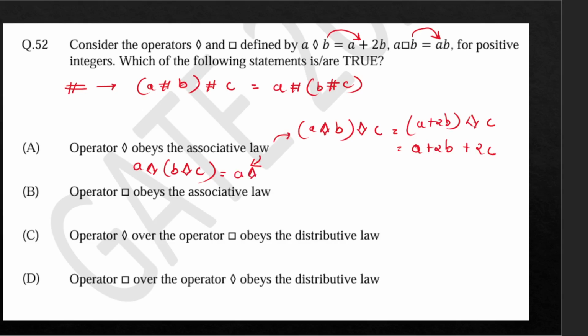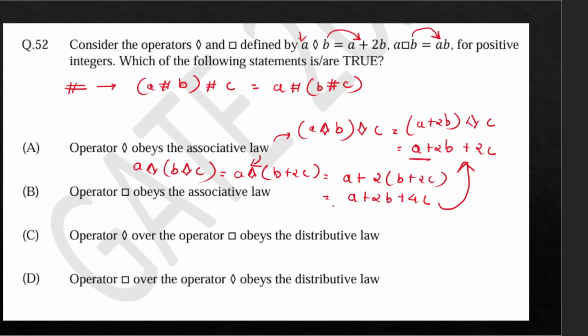So a diamond, let's solve the inner bracket first, which will be b plus 2c. After that, let's solve the outer bracket. So this will be a plus 2 multiplied into it, because as you have seen, the first one stays as it is and the second one is multiplied by 2. So this inner will be just multiplied by 2. The answer we are going to get is a plus 2b plus 4c.